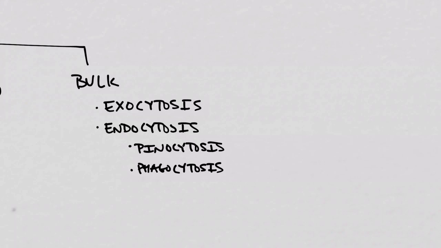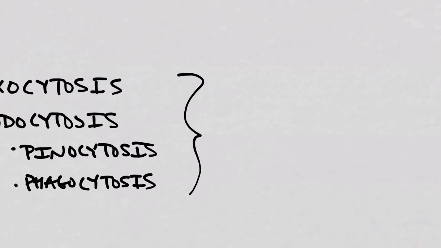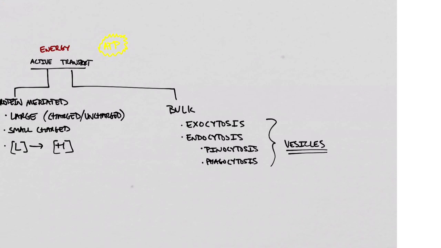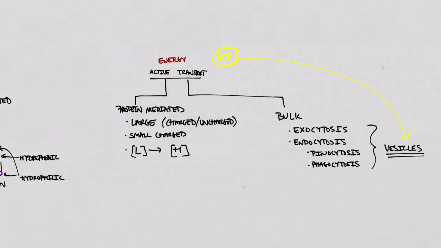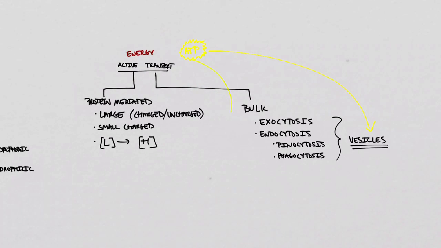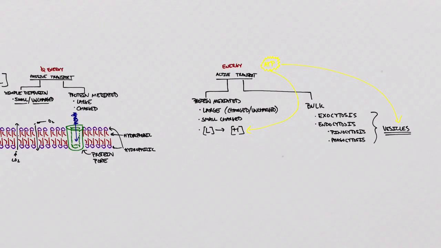But on the whole, bulk transport requires the use of vesicles. And so vesicles require a lot of energy. So the ATP comes into play here. Vesicle formation requires energy, and thus active transport, or this bulk transport, requires energy. And in addition, ATP is required to move things against their concentration gradient. So these are the two ways that energy comes into play with active transport.